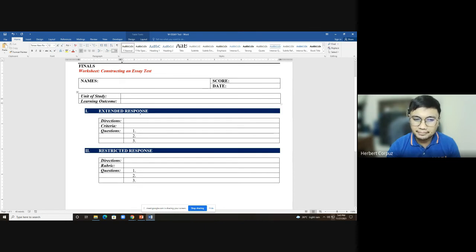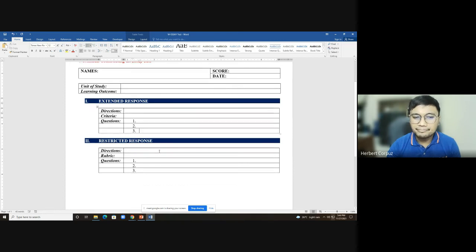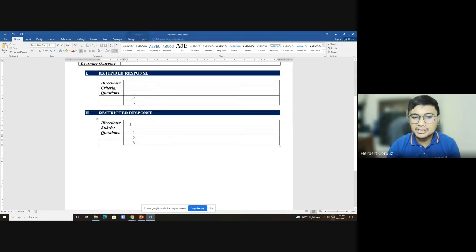Ngayon, out from the unit of study, gagawa kayo ng 3-item question or essay question for each type. So you put the directions here, then the criteria for the extended response, then the questions. Then for restricted response, directions, rubric, it's either holistic or analytic. Bahala kayo. But I suggest para madalian kayo, you make use of holistic. You just have to provide a clear descriptor for each criterion. Okay? Then 3 questions.